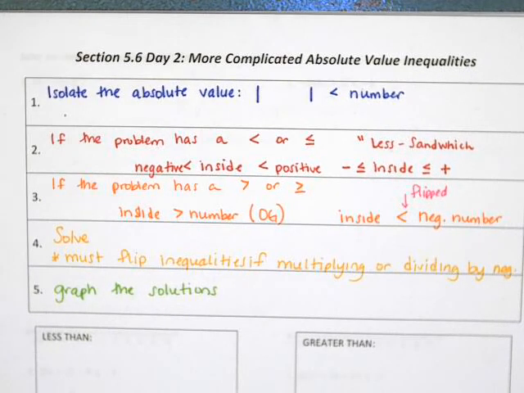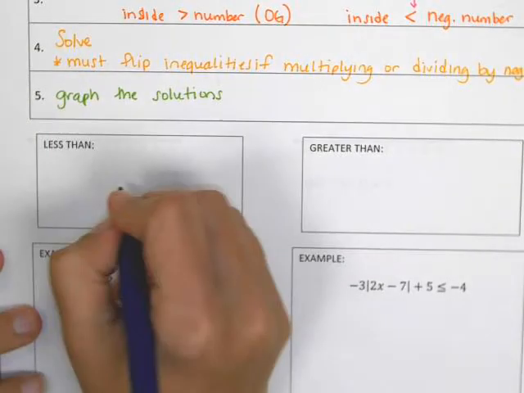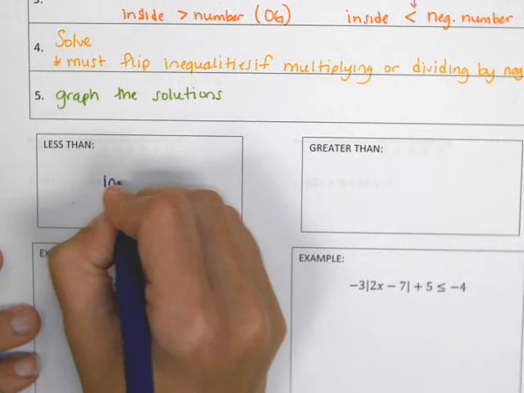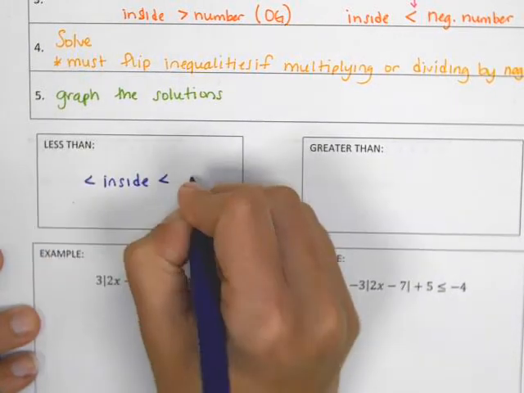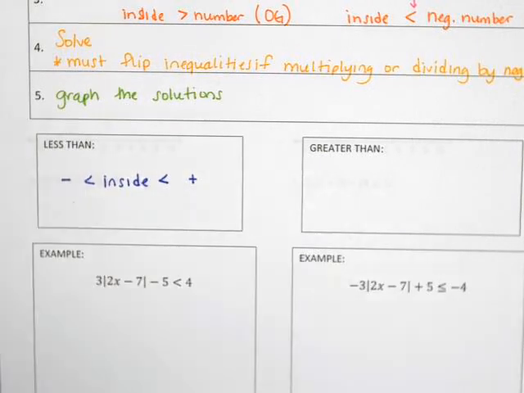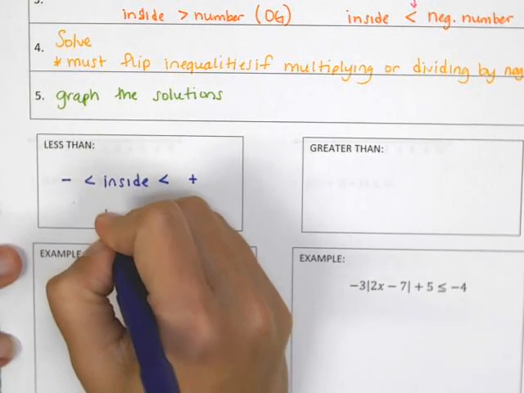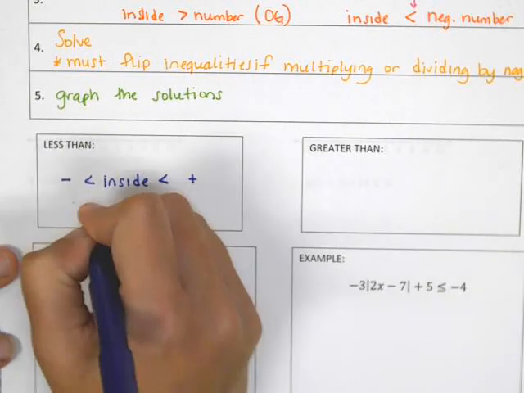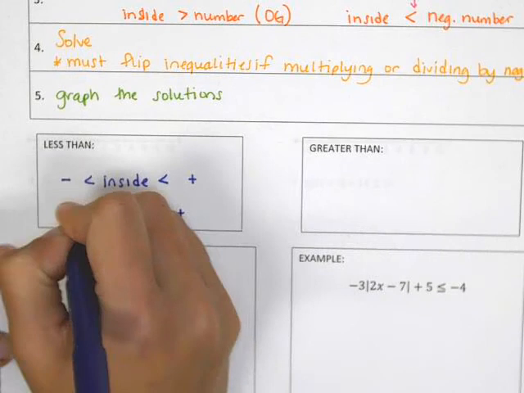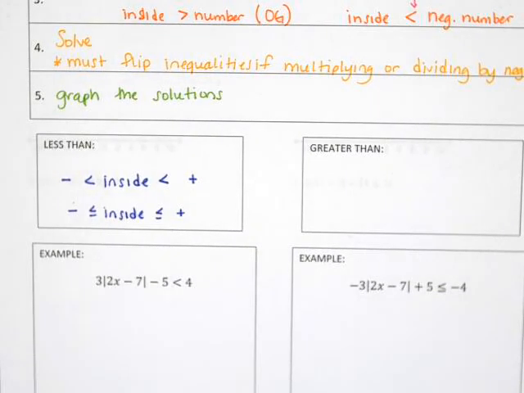All right, let's take a look at an example. Again, if it's a less than problem, you're going to have the inside stuff in the middle, and you're going to make a sandwich where the positive number is on the right and the negative number is on the left. And sometimes it will be that the inside stuff is in the middle and it's a less than or equal to, but the positive is still on the right and the negative is still on the left.